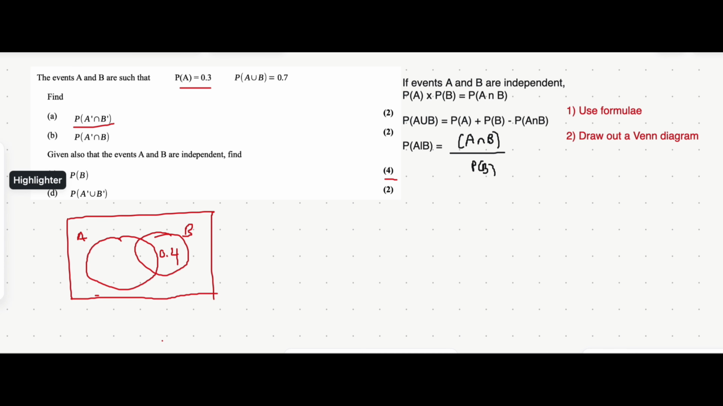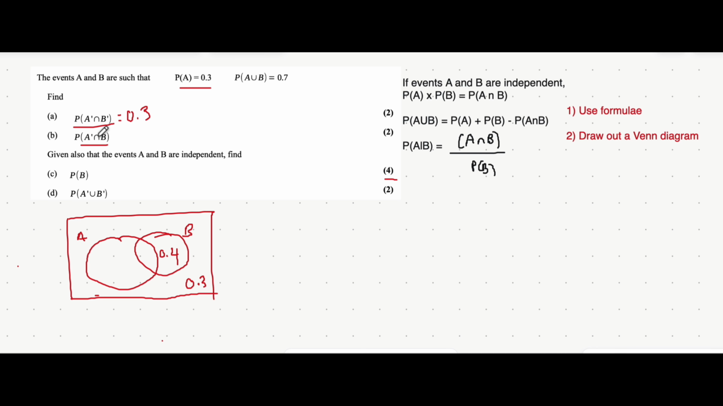Now how can we find the outside? Well, it's told us that everything inside the Venn diagram, which is this, this, and this, adds up to 0.7, meaning that the outside has to add up to 0.3 in order for everything in the rectangle to add up to 1. So automatically, that's how you do part A. So drawing a Venn diagram really helped here, so be careful of that.